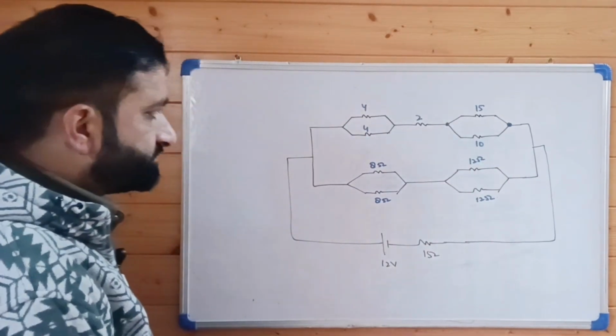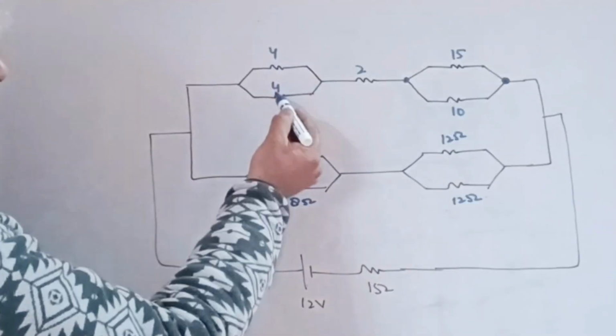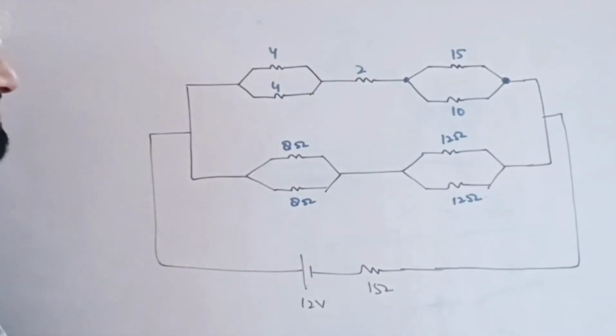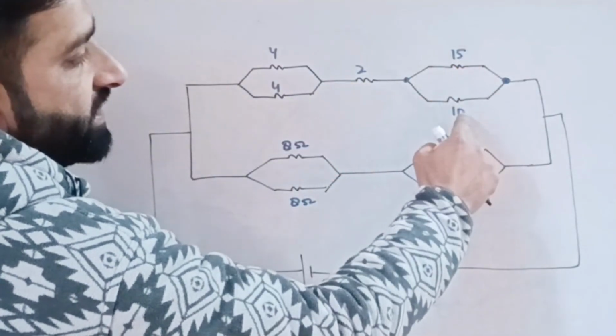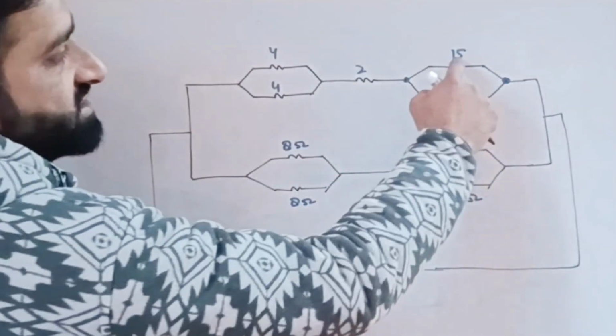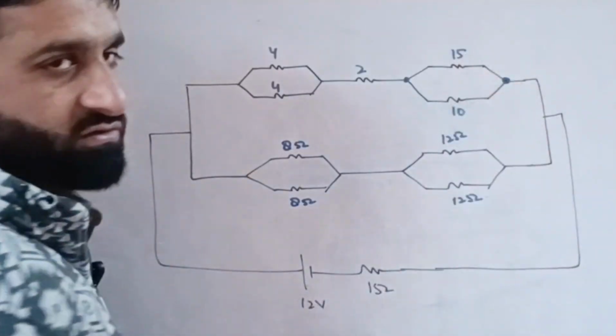Let us start. Here there are two 4 ohm resistances. These are in parallel, so the equivalent resistance is equal to 2 ohm. That is in series with 2 ohm resistances. We have 15 and 10 ohm resistances in parallel. The equivalent resistance between these 2 points is equal to 6 ohm.